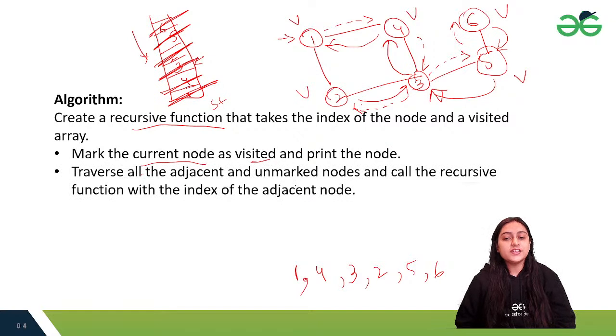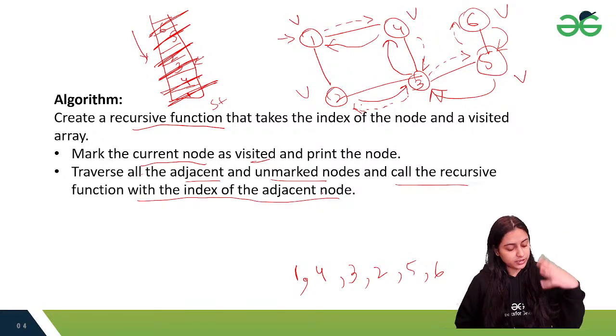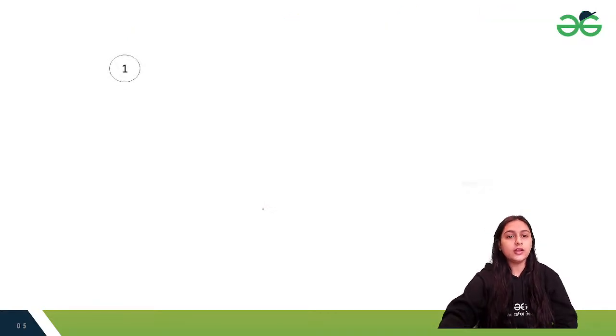Traverse all the adjacent and unmarked nodes, सारी adjacent और unmarked nodes को हम traverse करेंगे. Call the recursive function with the index of the adjacent node. So हम वापस से recursively adjacent node पे call करते चले जाएंगे अपना function. Okay, now let's see the example.